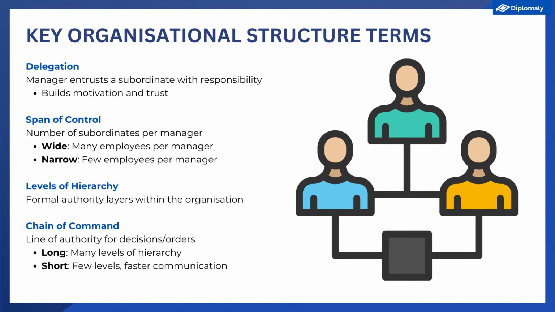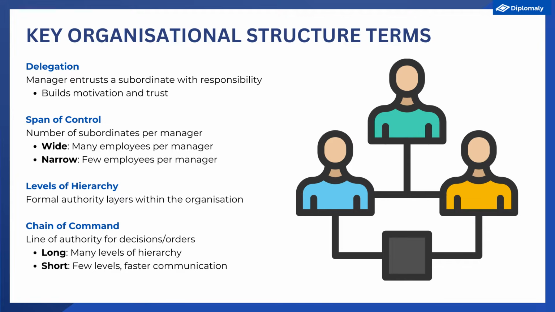Before we get into these different structures, there are a few terms that you need to know. The first term is delegation, which refers to the idea of a manager trusting a subordinate to finish a task. A subordinate is someone who is below a manager in the organizational hierarchy. This can be a source of motivation for employees who feel that their boss trusts them by giving them additional responsibility for a task. The span of control is how many subordinates each manager is responsible for.